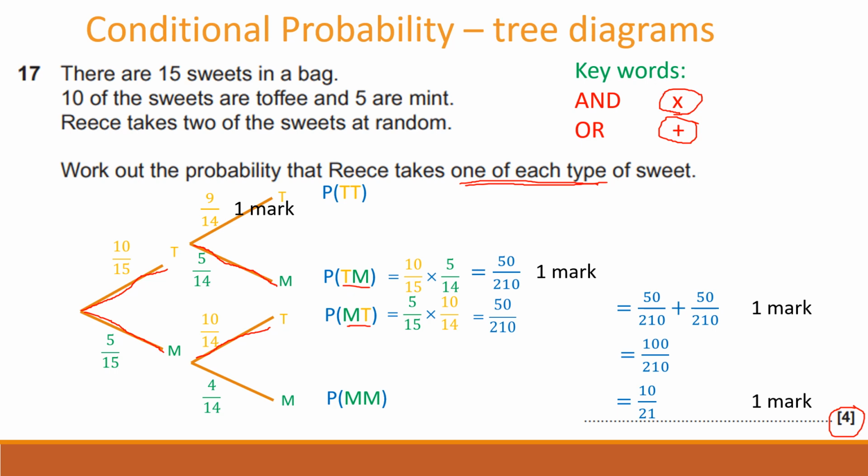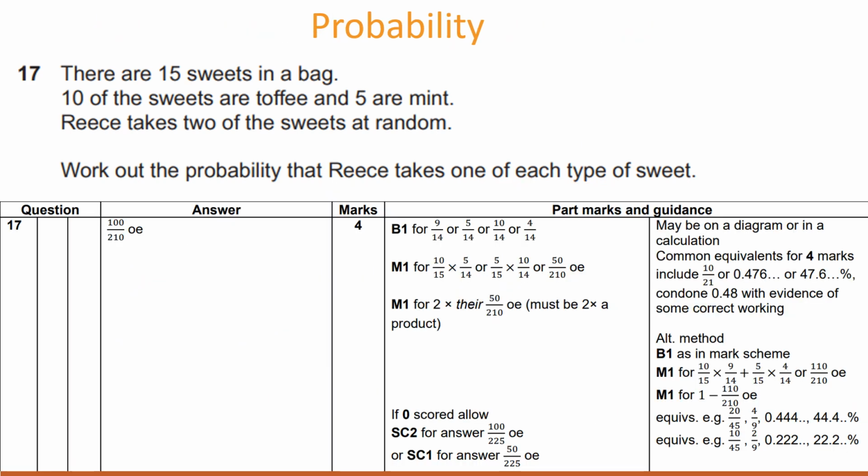So we have got the 4 marks there, so you can see where the 4 marks have come from. The mark scheme says the answer is 100 over 210. OE means or equivalent. This was worth a total of 4 marks.